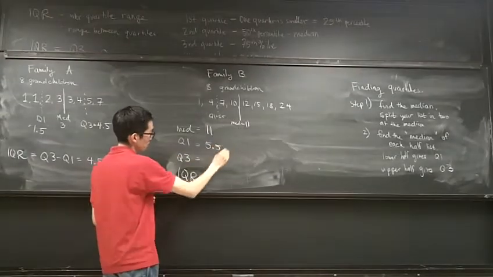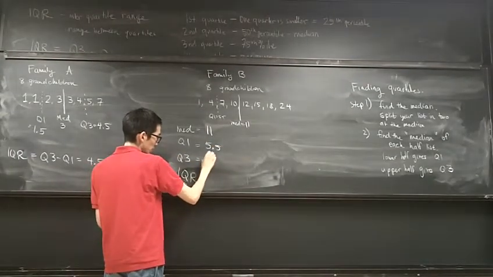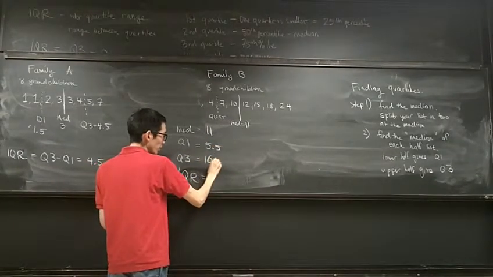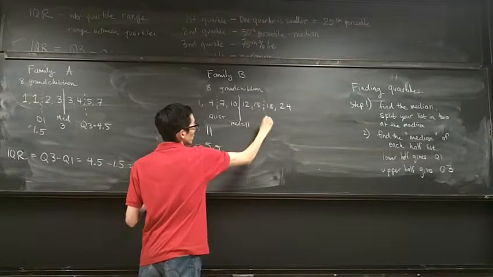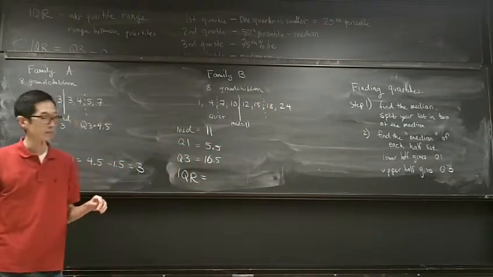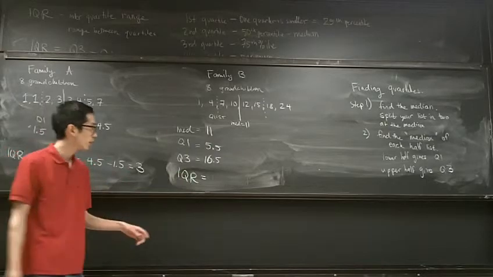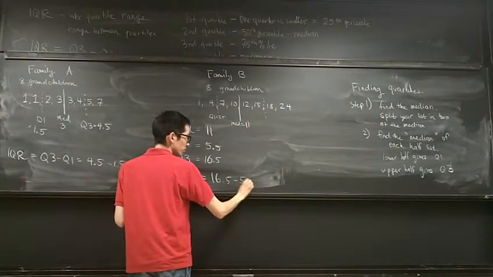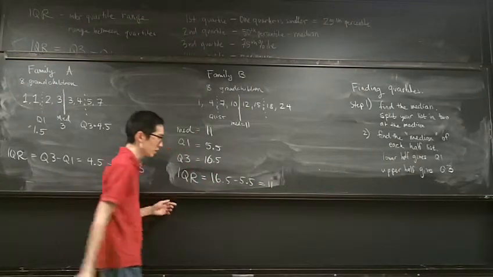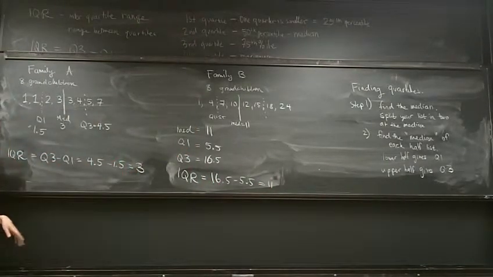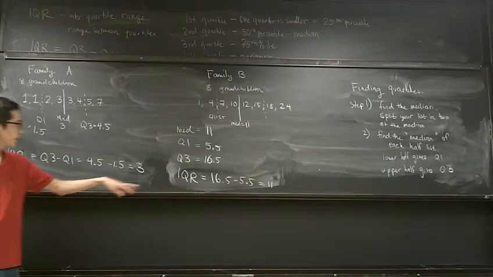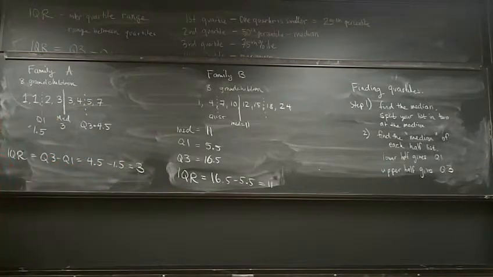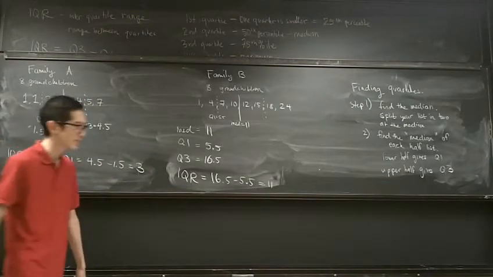What's Q3? 16.5. It's the number between 15 and 18. So what's the IQR? 16.5 minus 5.5, 11. It just happened to be a coincidence that my IQR ended up being the median. In both cases, that was a coincidence.